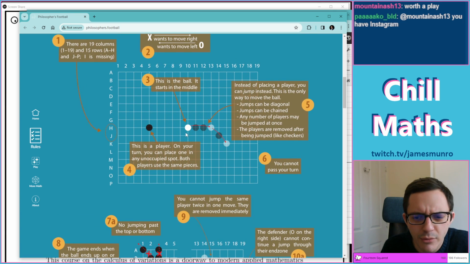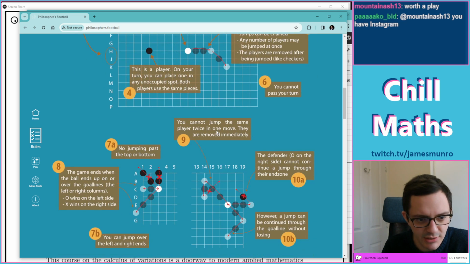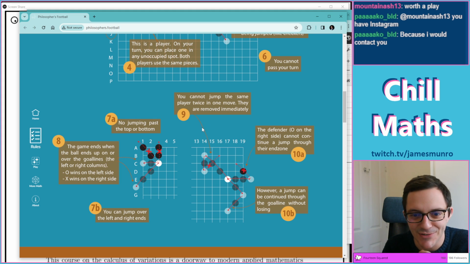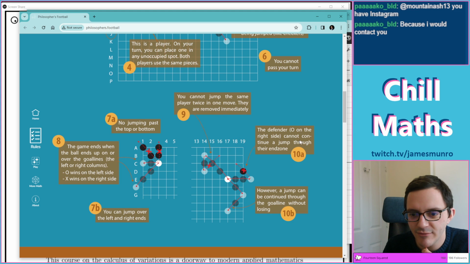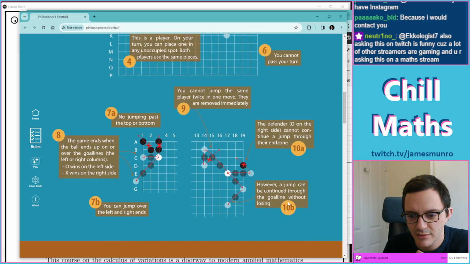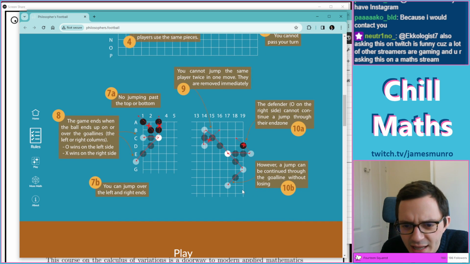What, so you're jumping the ball over... Jumps can be chained and diagonal. Okay, so you've got some players and then the ball goes past. This looks fun. Left or right? Okay, I'm trying to get to the edges. These instructions are in a funny order. Cannot jump the same player twice in one move. Yeah, okay, fine. Defender cannot continue a jump through their end zone. Okay. Oh, you can chain them.